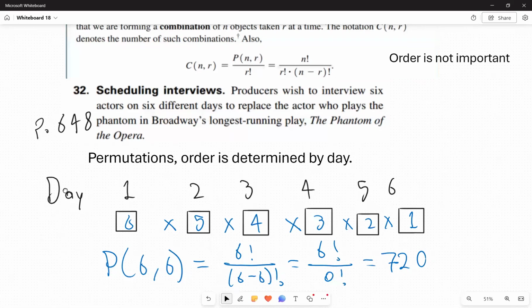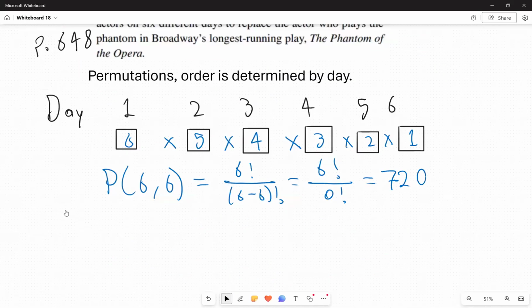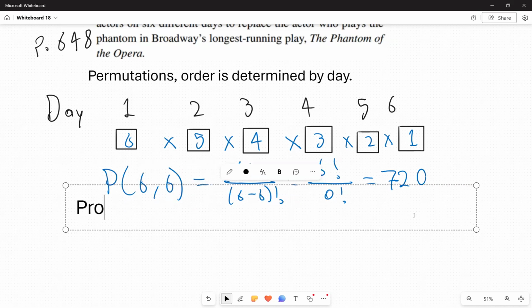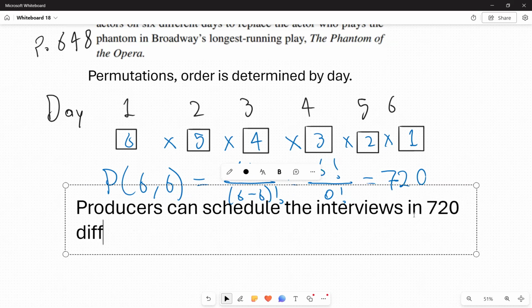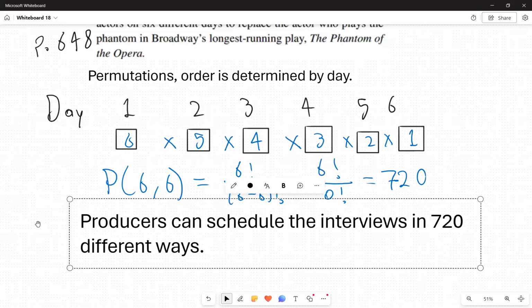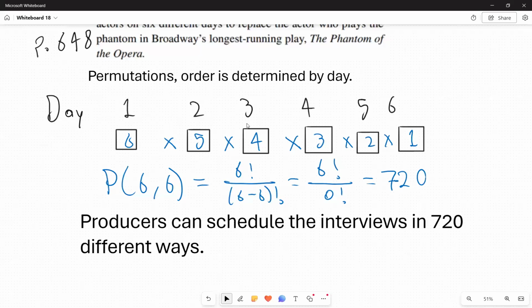They can schedule the interviews in 720 different ways. So producers can schedule the interviews in 720 different ways. So mainly from the context, you will determine whether the order matters or it doesn't. Next one.